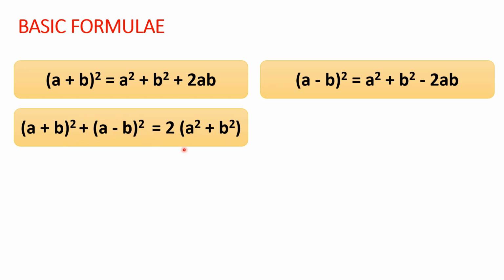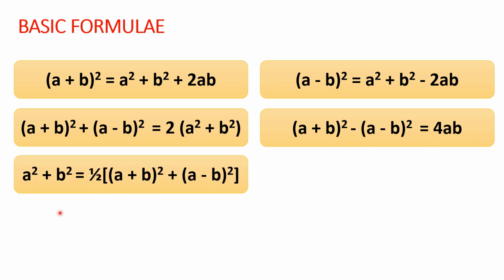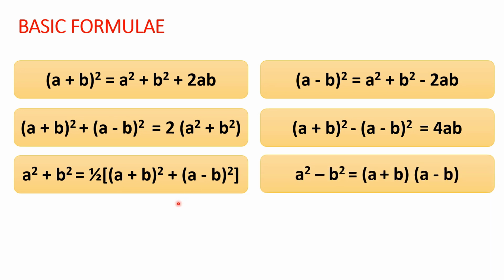The third formula is (a plus b) the whole square plus (a minus b) the whole square is equal to 2 into (a square plus b square). The fourth formula is (a plus b) the whole square minus (a minus b) the whole square is equal to 4ab. The fifth formula is a square plus b square is equal to half into [(a plus b) the whole square plus (a minus b) the whole square]. And the sixth formula is a square minus b square is equal to (a plus b) into (a minus b). Just remember these formulas. This will help a lot in solving these aptitude problems on numbers.